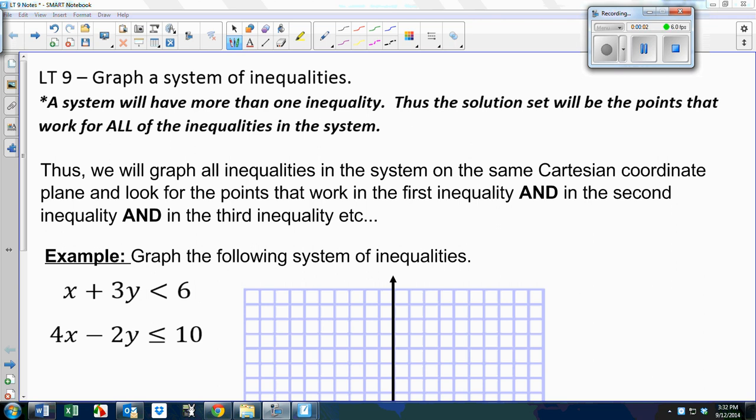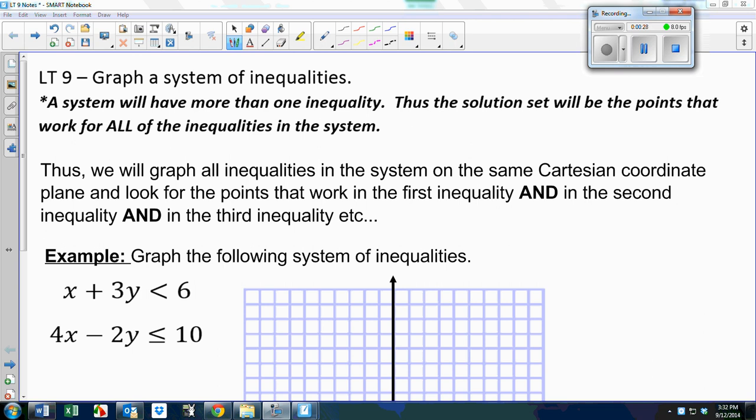All right, Learning Target 9's video is about graphing a system of inequalities. So we're basically going to piggyback off what we did in Learning Target 5 and 7 and kind of put them together. In 5, we graphed one linear inequality, and in Learning Target 7, we graphed a system of equations. So if we put them both together, a system of inequalities will have more than one inequality.